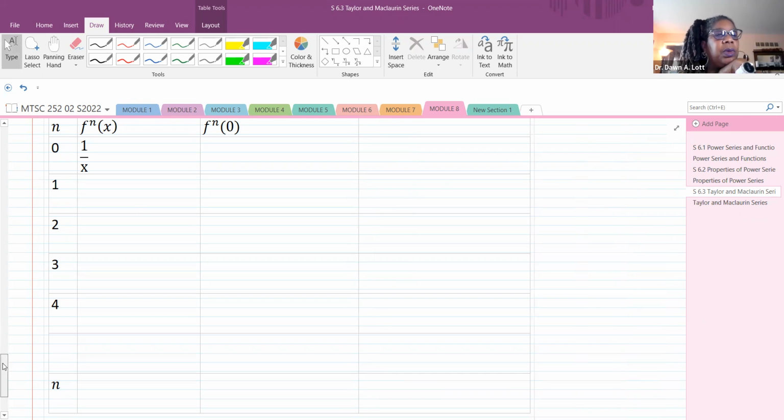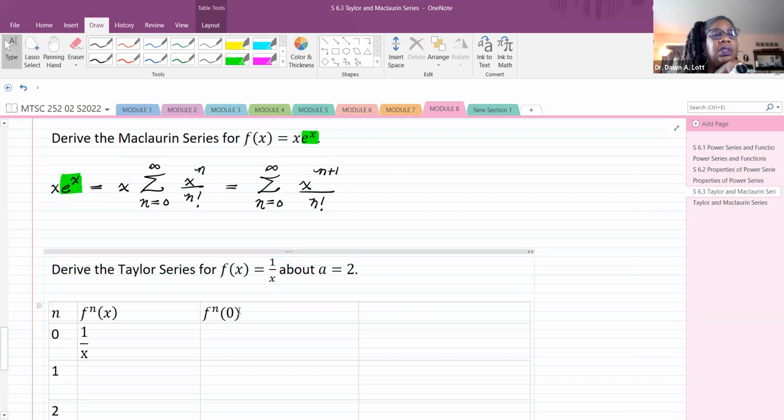Okay, so now we want to derive the Taylor series. Now notice this does not say Maclaurin because my a is 2. If my a were 0, I couldn't do it, right? I can't do it about a equals 0 because f of 0 is not even defined. So I can do a Taylor series, but it has to be about something other than 0.